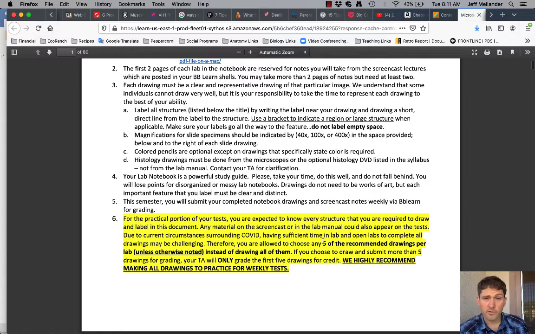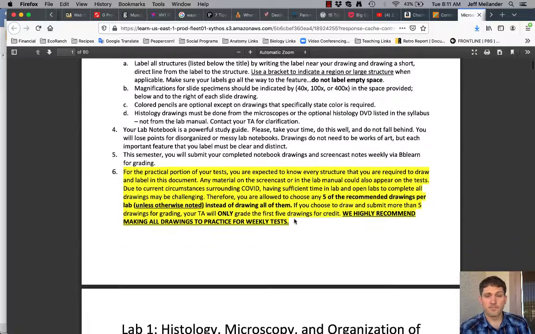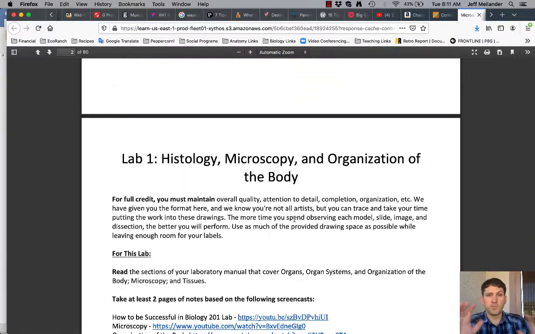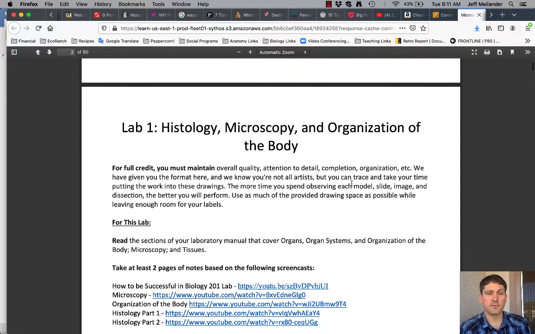The other thing that we're doing is only making 5 of the recommended drawings mandatory because of technology issues, because of time constraints in the lab and open labs, because some students are only going fully online, some you'll never meet. We decided that we were only going to make them draw 5. So they can draw all of them, but you're only expected to grade the first 5.